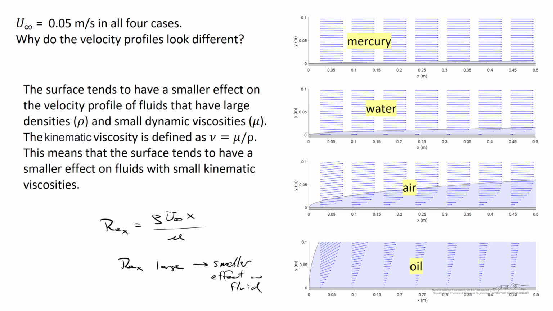And when I label these 4 velocity profiles, I've got mercury on the top, followed by water, air, and oil on the bottom. So despite the fact that their free stream velocities are all the same in the 4 cases, we see very different velocity profiles. Fluids like mercury with a large density and a small dynamic viscosity tend to be impacted less by the surface than do fluids like oil, which have a very large dynamic viscosity and a small density.